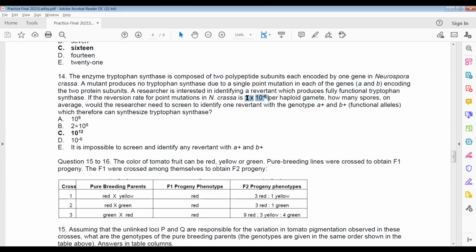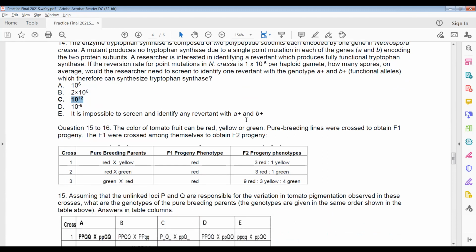But the chance is very low. The chance is 1 times 10 to the -6. This is the chance for both genes. So if you want a reverse mutation for gene A, that's the chance, and the same for reverse mutation for gene B. Now if we want both mutations occurring, the chance will be what? The multiplication, right? Because they are independent from each other, gene A and gene B. So you just simply multiply these two numbers. That will give you the right answer. This one is not that difficult, right?